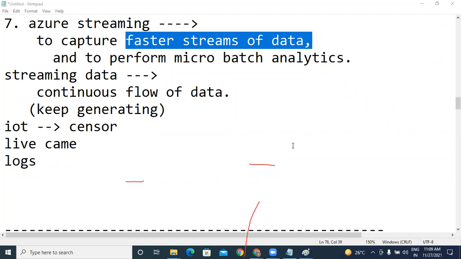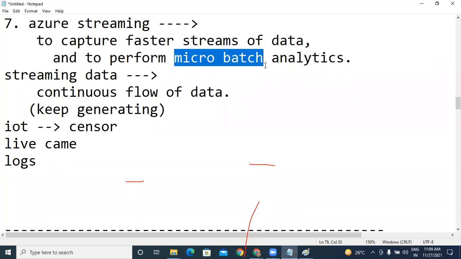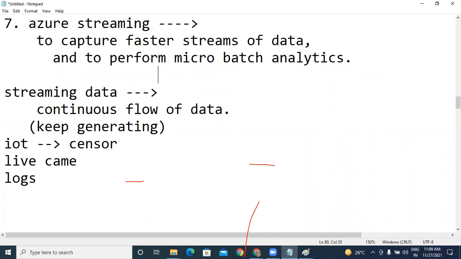Understand the point, sir? If your batch time is tiny, if your batch time is not in minutes, if your batch time is in seconds, that is called micro batching. For this micro batching, there is another word: not real time, it's near real time analytics. Understood, all of you? Near real time analytics. Azure streaming's purpose is this: to capture fast streams of data and to perform micro batch analytics.